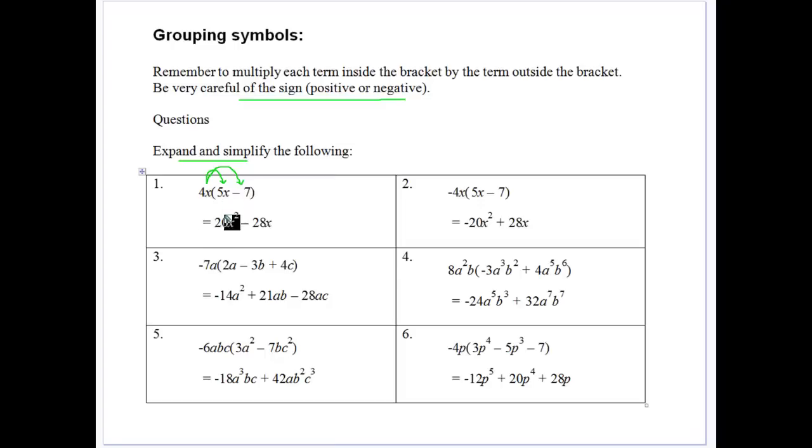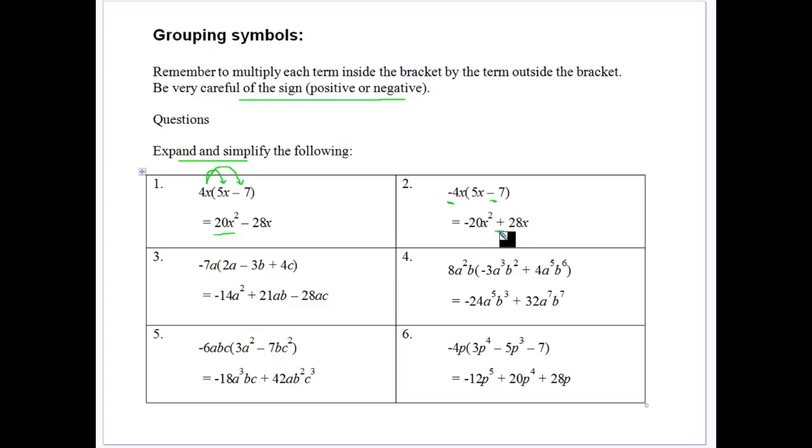So the 4x times the 5x gives us 20x squared. 5 4s are 20, and x times x gives us x squared. And then the 4x times 7, well, 4 7s are 28, and the positive times the negative gave us a negative 28x. So for the second, minus 4 times 5 gives us a minus 20, and x times x gives us x squared. But the minus 4x times the minus 7 gives us a positive 28x.